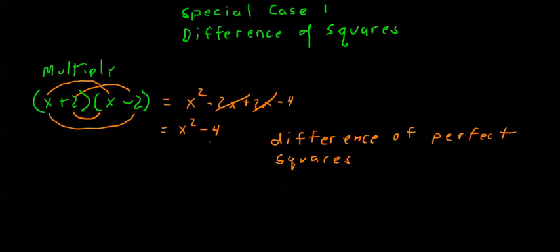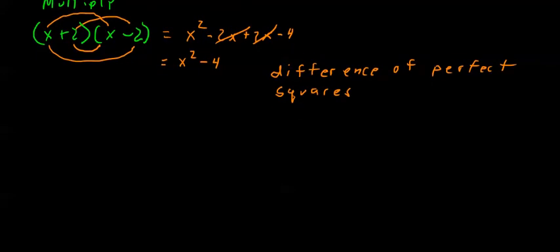Why do we call it this? Well, subtraction means the difference. x squared is a perfect square, x times x. 4 is a perfect square, 2 times 2. Notice x squared is gotten by x and x. 4 is gotten by the square root, 2 and 2. So if I ask you to factor, we just reverse the process.